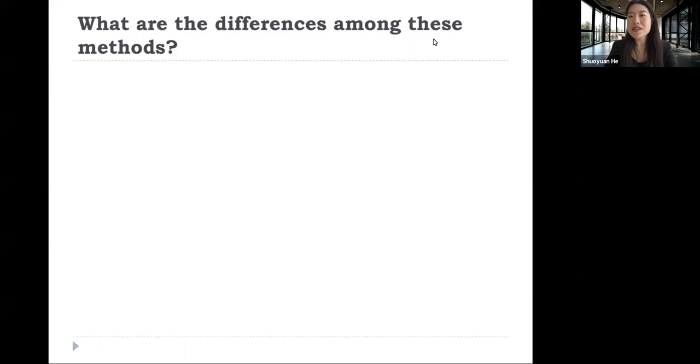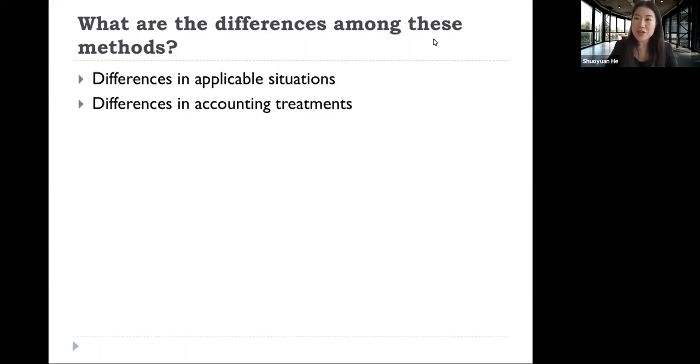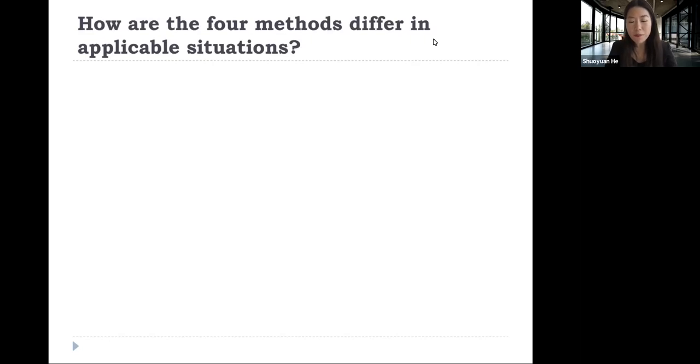So what are the differences among these methods? These methods differ in 2 ways. First, they differ in the situations that they apply to. And secondly, they also differ in the specific accounting treatment that should be used under each respective method. So first, how do the 4 methods differ in their applicable situations?